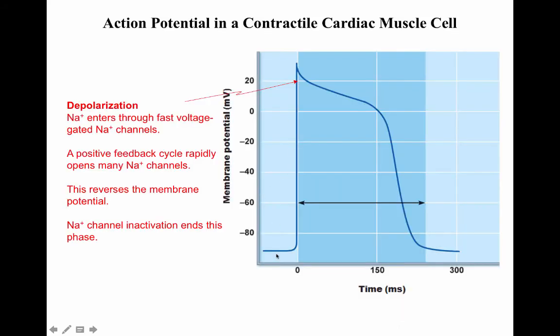Here, in contrast to skeletal muscle, we see an abrupt, very rapid rise after threshold to the peak of depolarization. So, similar to skeletal muscle, sodium is entering through the cardiac muscle, but these are fast voltage-gated sodium channels. And a positive feedback cycle will rapidly open many of these channels, and this reverses membrane potential. Sodium channel inactivation ends this phase. So when we're at the end of sodium channel activation, we see our peak.